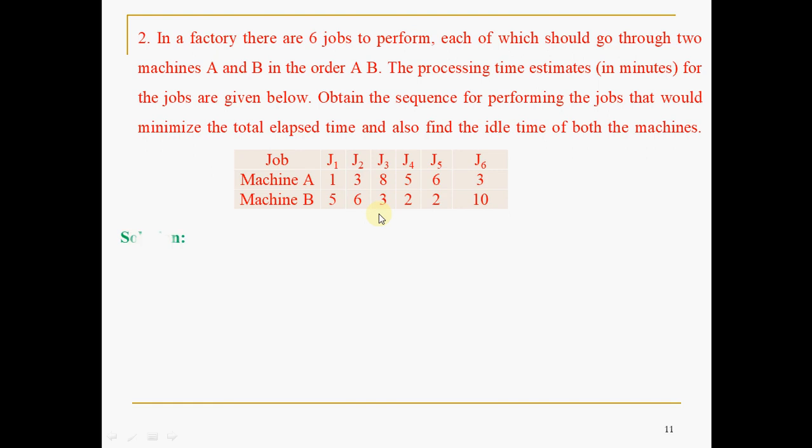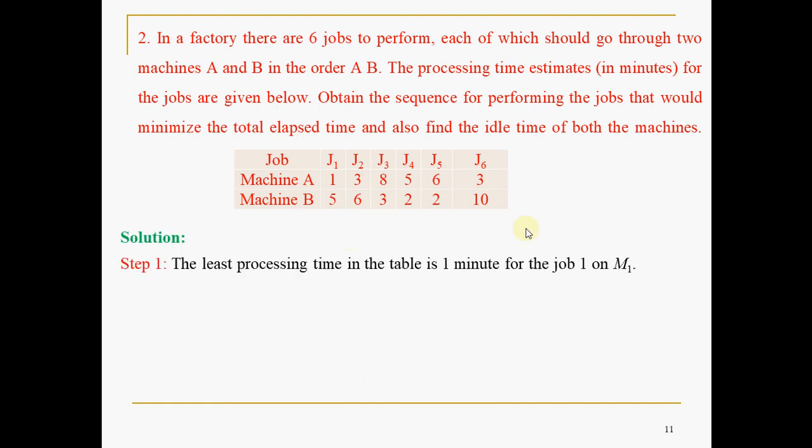Coming to the solution part. So step 1 is always the least processing time. You have to identify in the entire table that it is 1 minute, for which job, job 1, on which machine, machine 1. Machine A you can treat as machine 1. So, as it is on machine 1, you sequence that from left to right. So sequence job 1 first, from left to right. Why? As it is on machine 1.